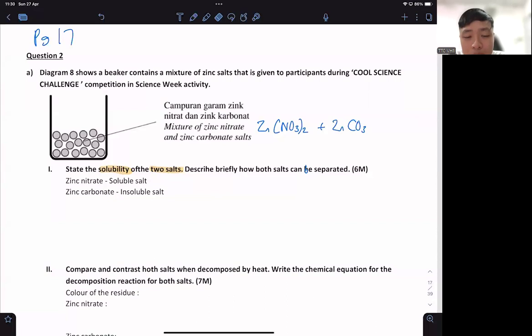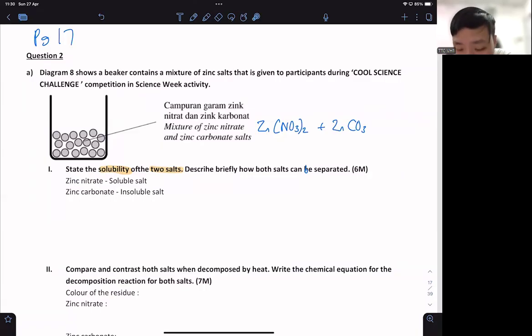Then how do we separate? What process do I do? This is also a bit tricky question. Since I told you that this is soluble and this is insoluble, carbonate, what should I do? Let's say I mix these two solids together. I can do filtration. But how to do filtration when these two are mixed together?